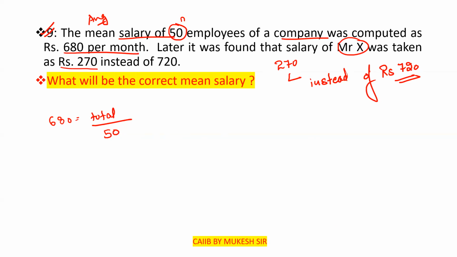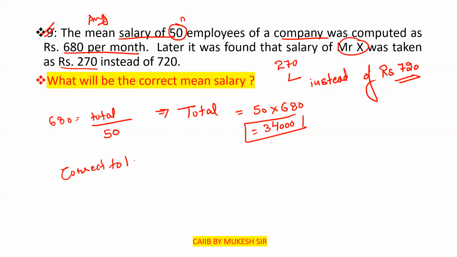So first of all, here we have to calculate the total. The total here is equal to 50 into 680, which comes out to be 34,000. Now we have to move towards the correct total.